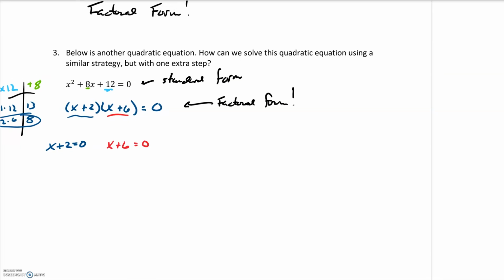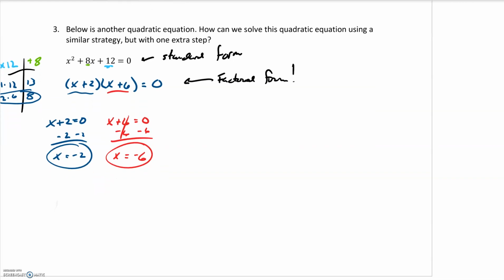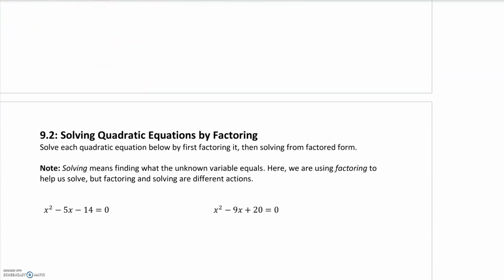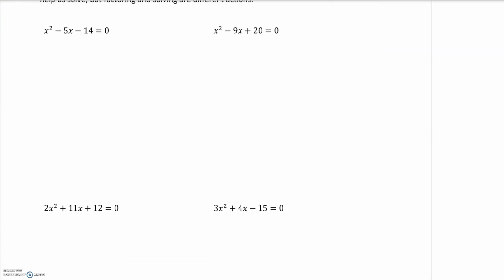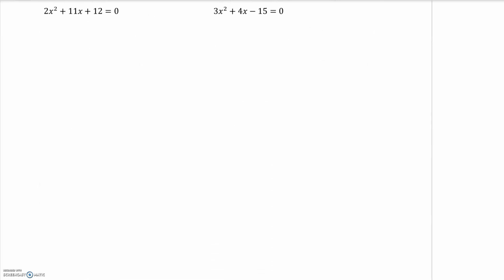Now if I solve each of these individually, I have my solutions to the quadratic. Subtract 2 from both sides to get the x by itself. 0 minus 2, negative 2. Or I can subtract 6 from both sides, canceling the 6's. I get x by itself, 0 minus 6, negative 6. There are my two solutions. So all of these problems that you're going to do down here, all you have to do is take these equations that are written in standard form and rewrite them in factored form.